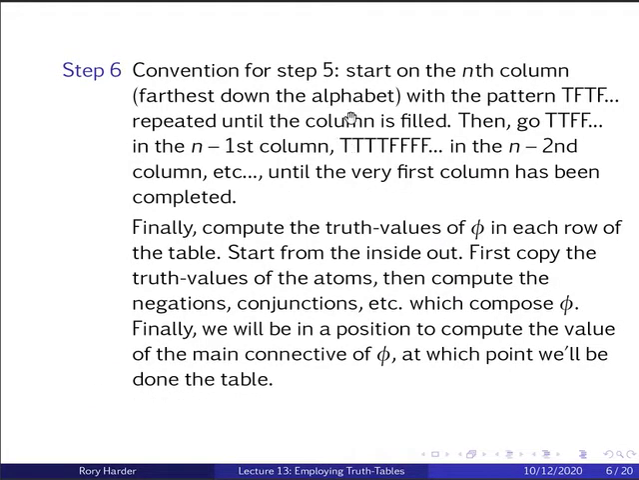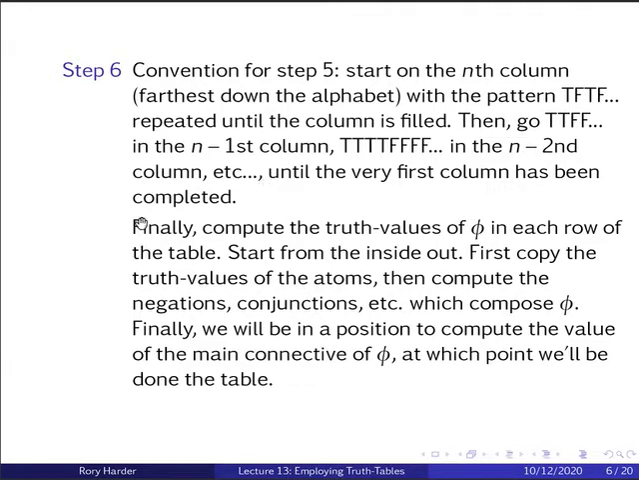So what you do is you start with the rightmost atomic sentence and fill out the number of rows by alternating between T and F. Then you move one to the left and do 2 T's and 2 F's all the way to the bottom. And then if there's more, you'll do 4 T's and 4 F's all the way to the bottom.